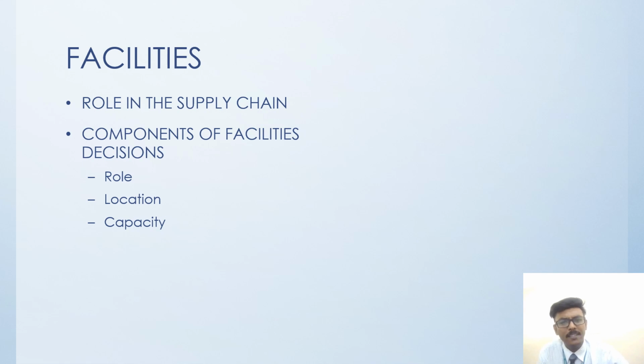The components of facility decisions: we have three components, role, location, and capacity. Role: for production facilities, a firm must decide whether they will be flexible, dedicated, or a combination of the two. Flexible capacity can be used for many types of products, but it is often less efficient, whereas dedicated capacity can be used for only a limited number of products, but it is more efficient. Firms must also decide whether to design a facility with a product focus or a functional focus.